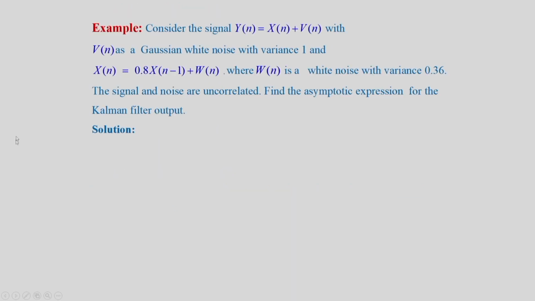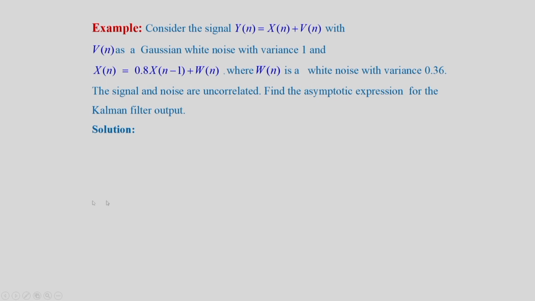We will consider one example. Consider the signal y n is equal to x n plus v n, where v n is a Gaussian white noise with variance 1 and x n is equal to 0.8 x n minus 1 plus w n, where w n is a white noise with variance 0.36. The signal and noise are uncorrelated. Find the asymptotic expression for the Kalman filter output.